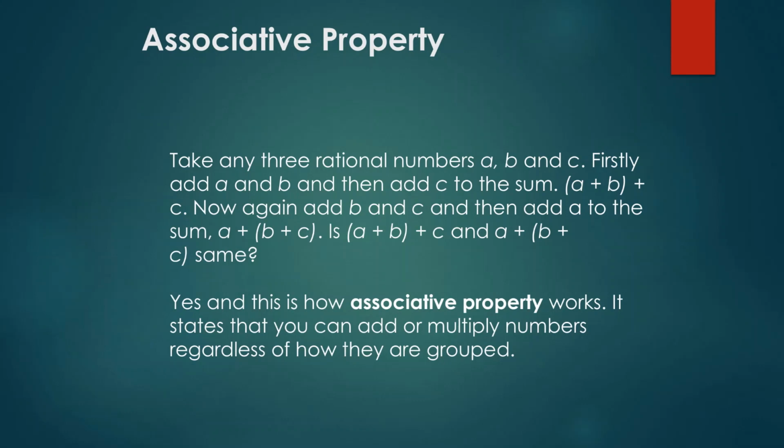Take any three rational numbers a, b and c. Firstly, add a and b and then add c to the sum. Means a plus b together, then plus c. Now again add b and c and then add a to the sum. Means a plus b plus c. Are a plus b plus c and a plus b plus c the same? Yes. And this is how associative property works. It states that you can add or multiply numbers regardless of how they are grouped.